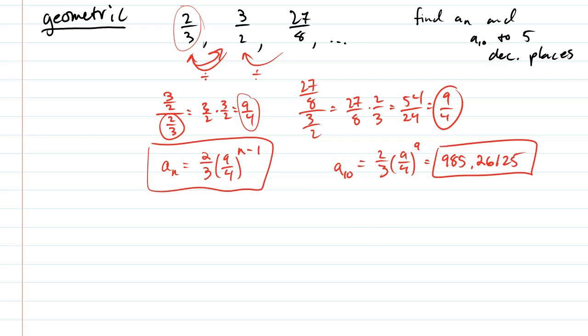Now, something to note here. If you look at the limit of a sub n, limit of this guy right here, as n goes to infinity, just realize that we're multiplying by 9/4 every time. And if you multiply by something that's bigger than 1, it's going to get larger and larger and larger. And so we know that this is going to diverge.